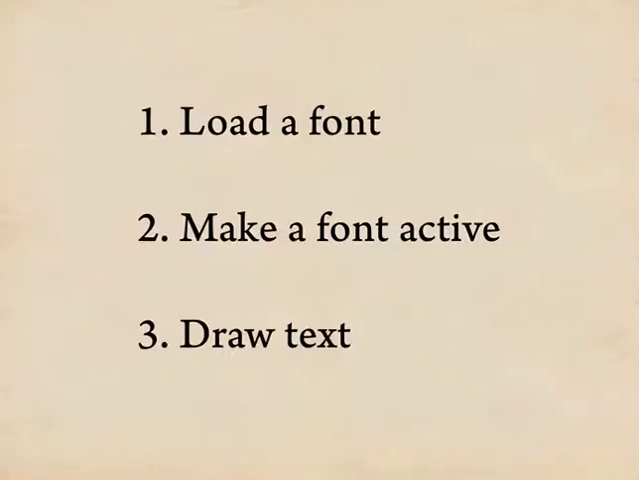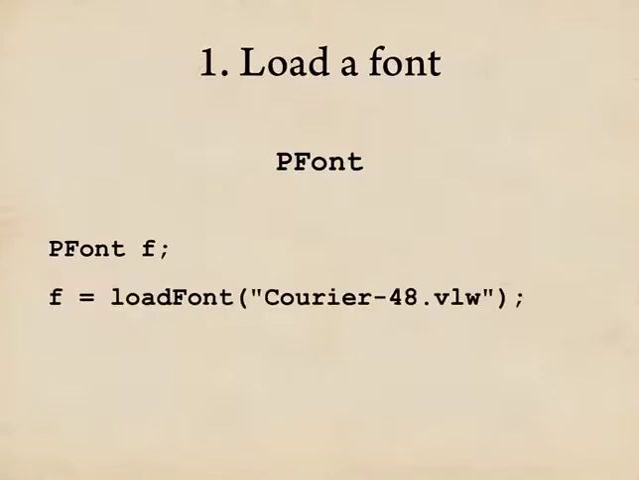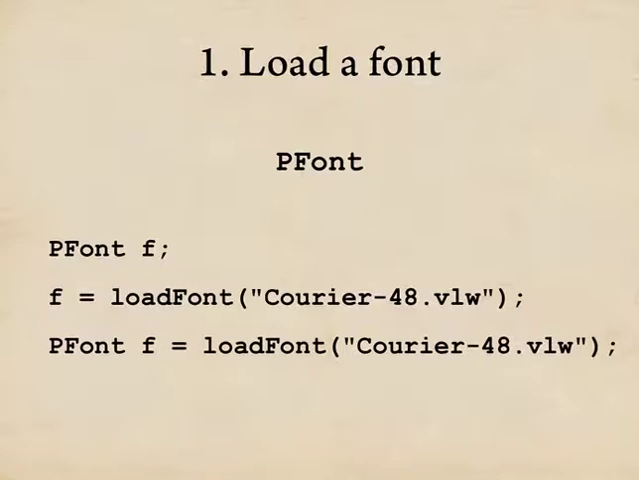To recap, to use a font, first you load it, then you make it active, and then you draw text. To load it, you create an object of type PFont, and then you use loadFont to load the font from the .vlw file, which Processing made when you used the little tool and stuck into that data folder, and it assigns it to your variable. And of course, you can put both of these into a single line.